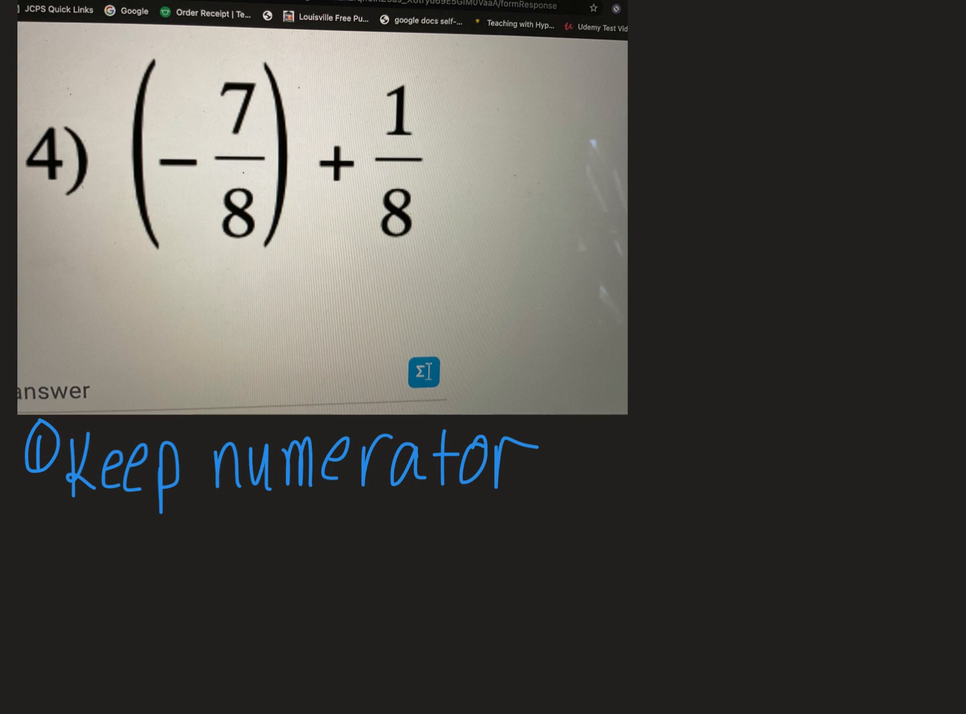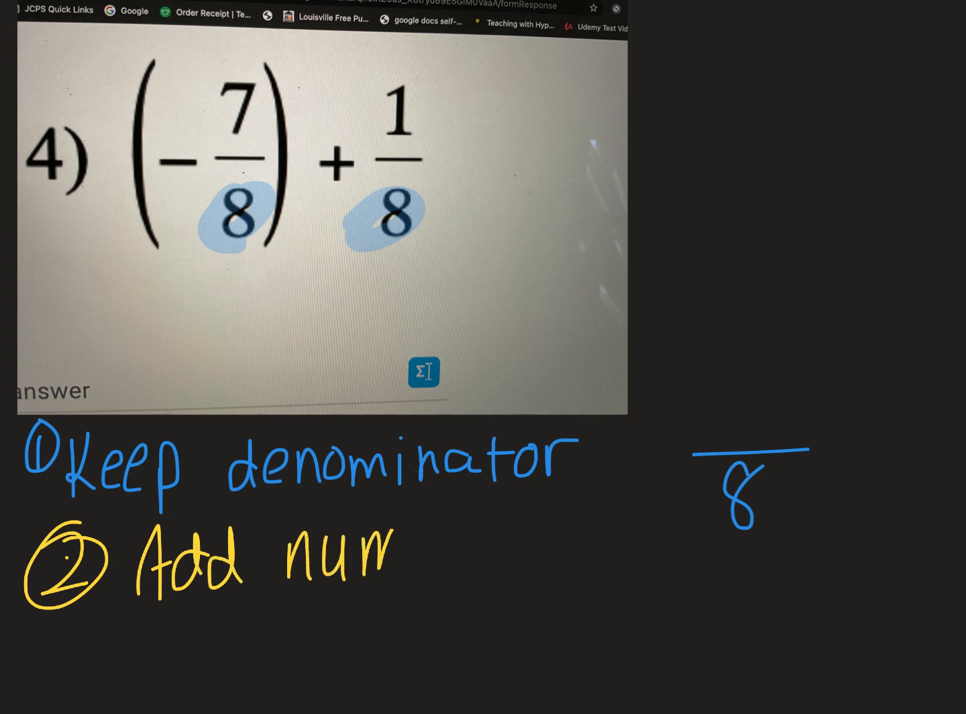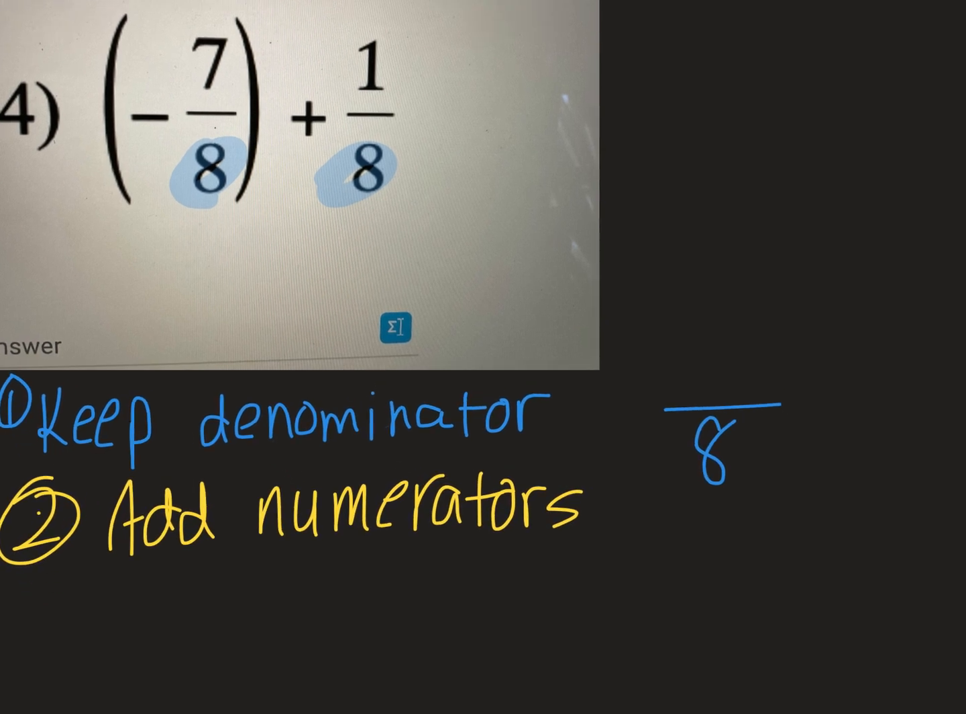In our last example, once again, what is that common denominator? I just realized I wrote numerator when I should have written denominator. Sorry about that, guys. There we go. So keep that denominator. The common denominator they have was an 8. Then we need to add those numerators, and don't forget to include the sign involved in that.